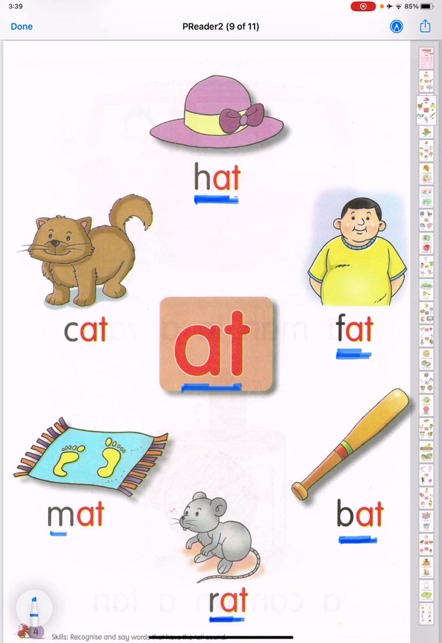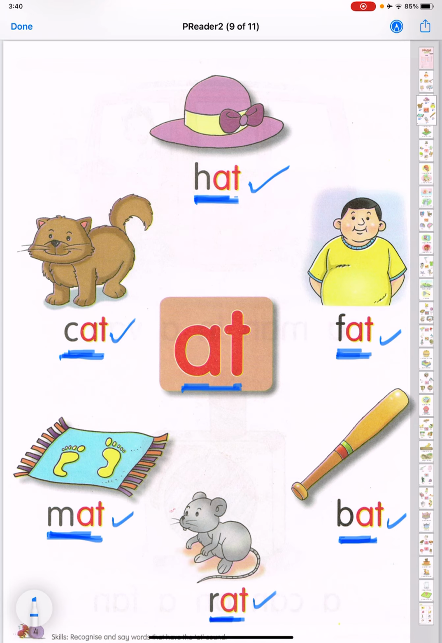We have mat. Last picture is C. The sound of C is cat. Therefore, we have a hat, fat, bat, rat, mat, and cat.